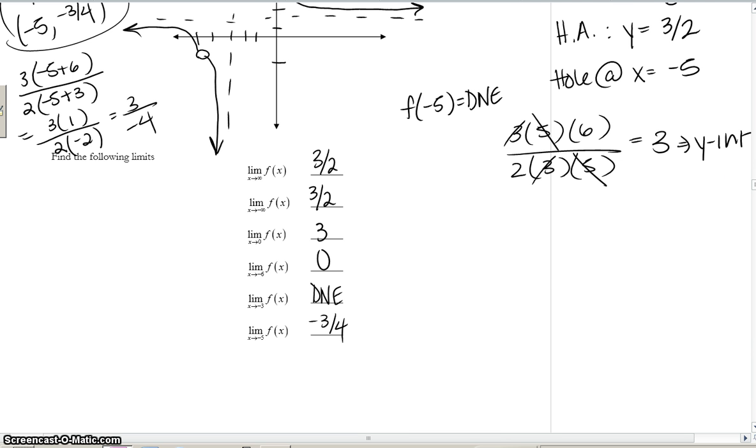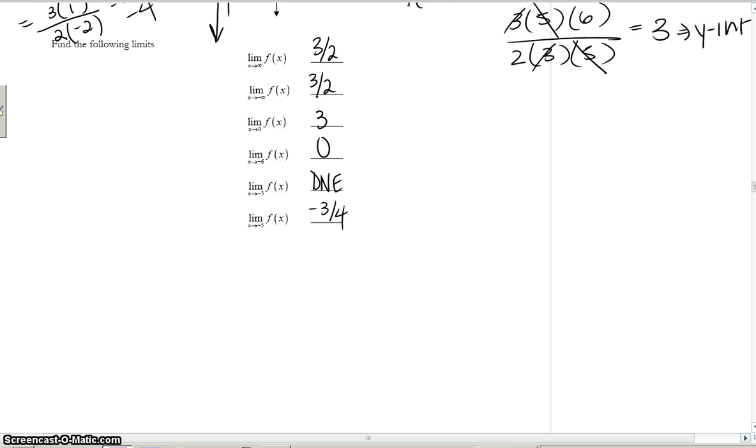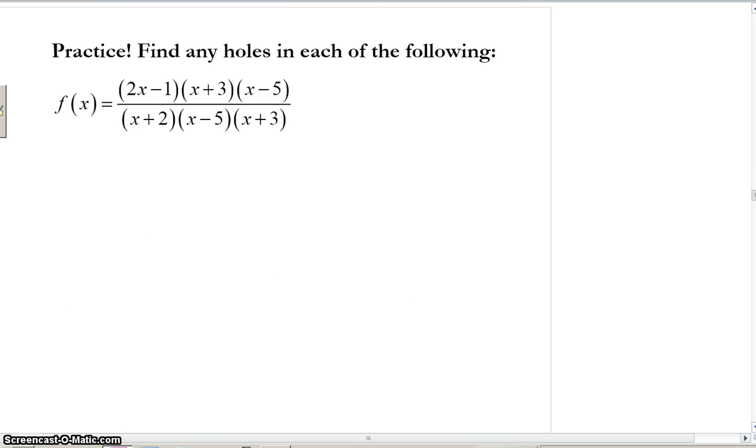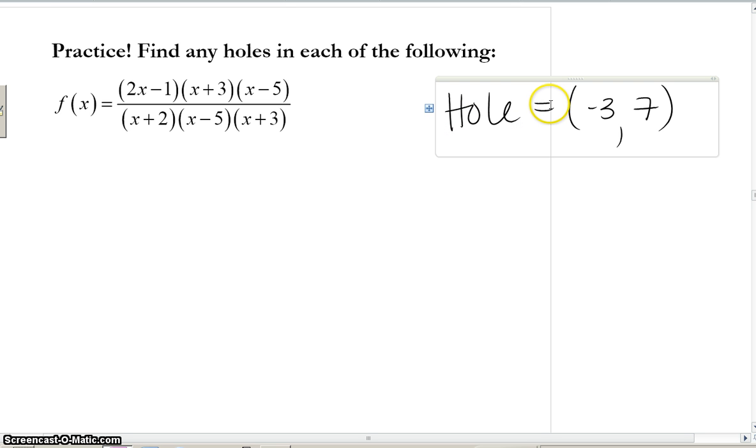Okay, so flip over to the back, and it says practice. Find any holes in each of the following. So I want you to take a few minutes here. Remember that our holes are if we find a factor that's the same in the bottom as well as in the top. So if it's in the numerator and the denominator, that means that value is a hole, but you have to also find the coordinate for it. So find the x and the y. Take a moment to do that. Okay, so you should have gotten that our hole is at (-3, 7).